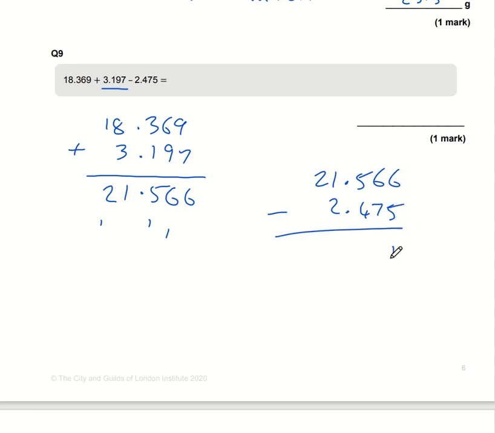6 minus 5 is 1. 6 minus 7 can't be done, so 5 becomes 4, 6 becomes 16. 16 take away 7 is 9. 4 minus 4 is 0. Decimal point needs to be in line there. I'm not going to bother doing any borrowing. I just know that 21 minus 2 is 19, so the answer is 19.091.